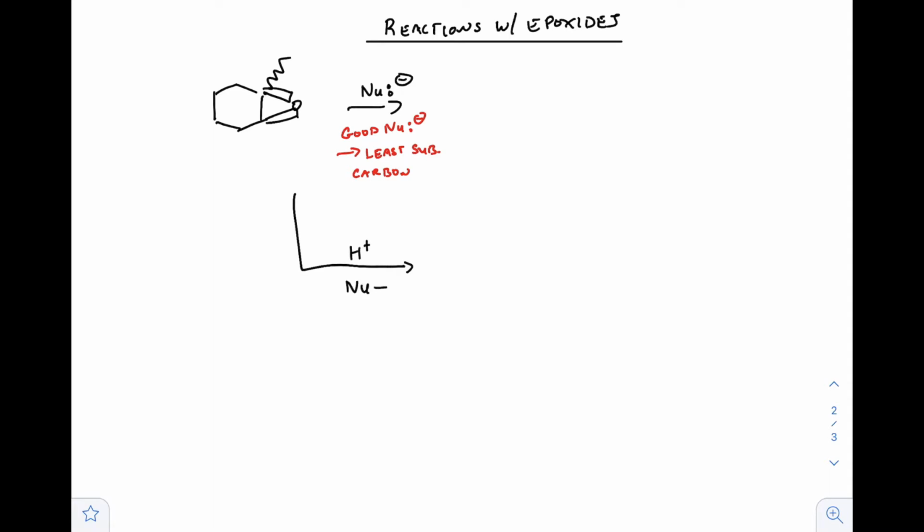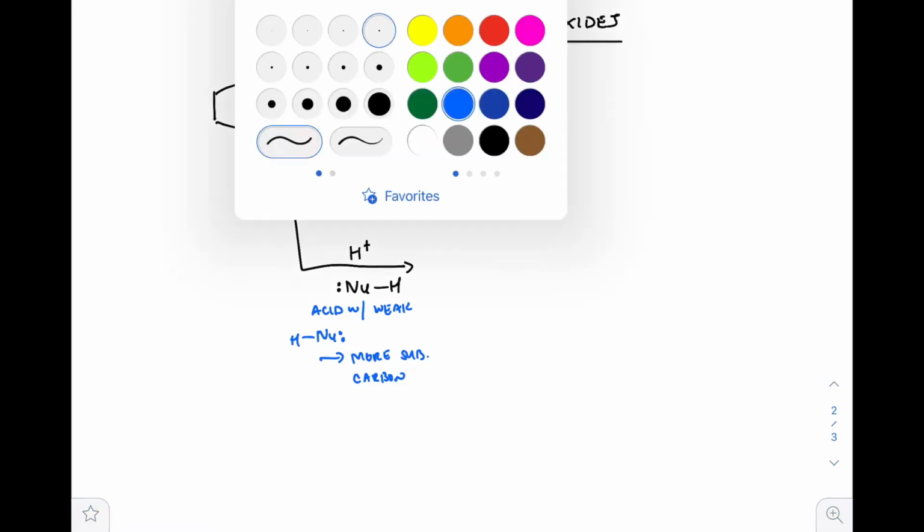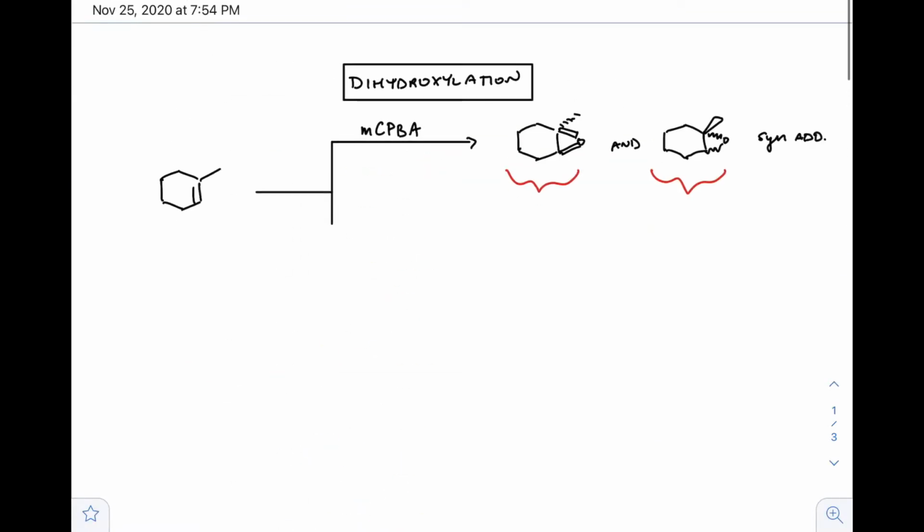There was the other direction that we could head with these reactions, and that was adding acid and then a weaker nucleophile. When we have the acid with the weak nucleophile, what did we attack? Well, we attacked the more substituted carbon. Pretty much these reactions were really similar, but what they potentially resulted in was the formation of two alcohols, right?